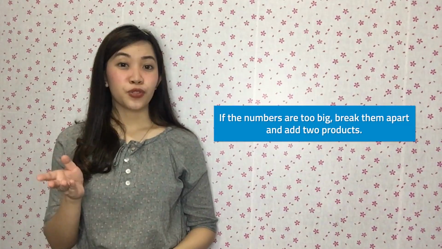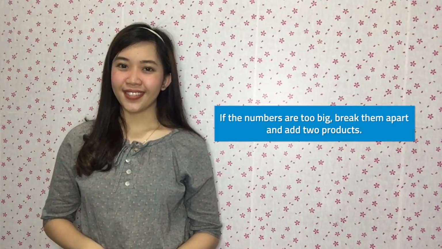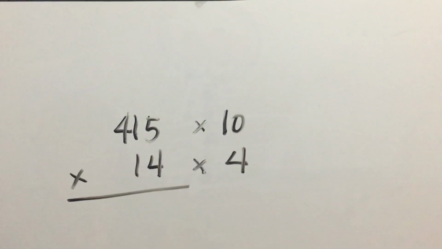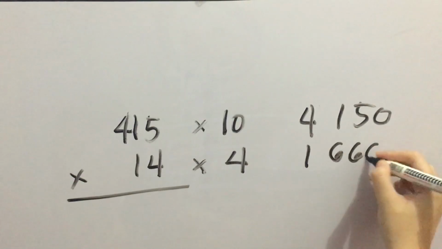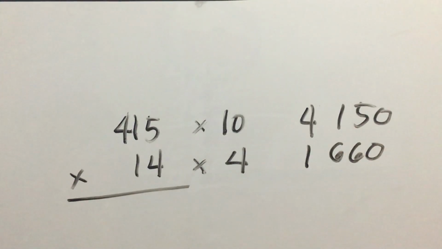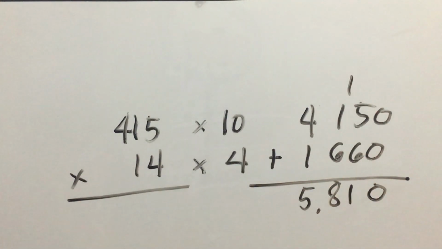And for the last tip, Tip number 3 in multiplication. If the numbers are too big for you to multiply, you can break them apart and add the two products. Let's break 14 into 10 and 4, then multiply. After multiplying 415 by 10 and by 4, we will get 4,150 and 1,660 respectively. Then, we will add these two partial products to get the final answer, which is... Awesome! It's 5,810.